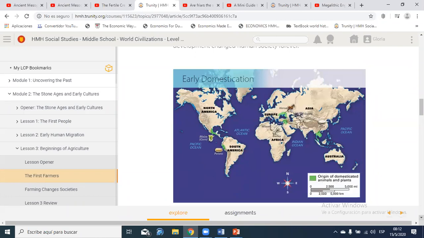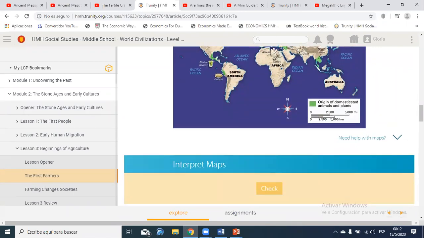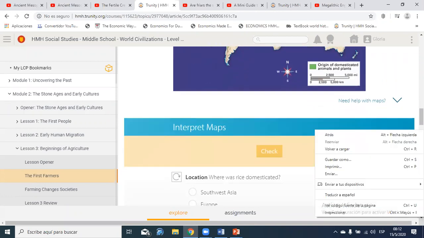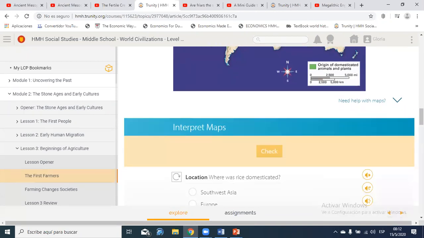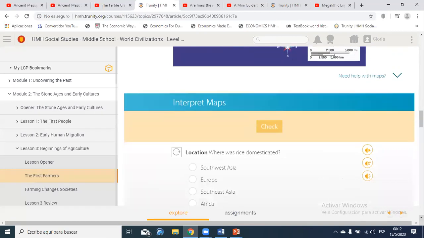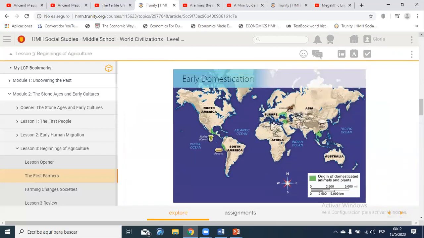Now over here, there's a question, and they ask a question over here. Who can give me an answer? Let me check. It says over here, where was rice domesticated? In Southwest Asia, in Europe, in Southeast Asia, or Africa? Which one? Let me show you the picture over here. Where began the growing rice? Over here it says rice, right? So this is north, south, east, and west. So it has to be East Asia.